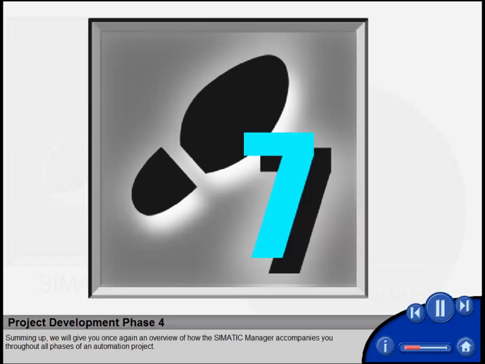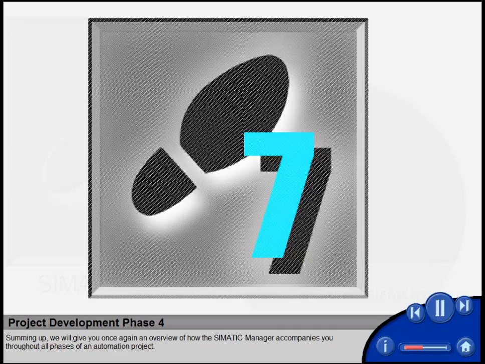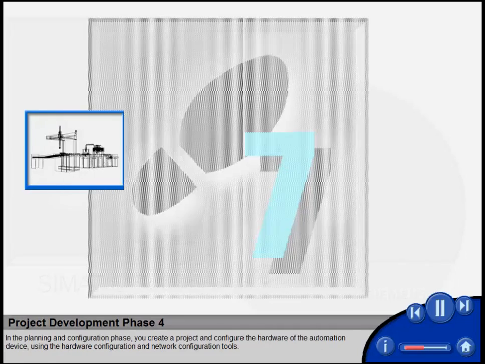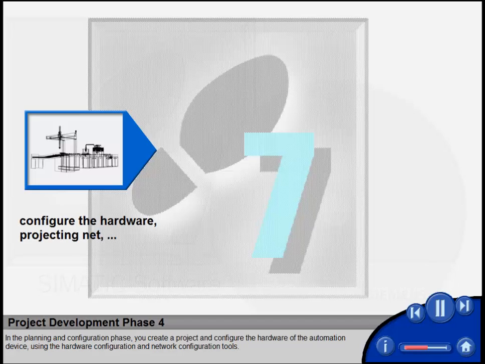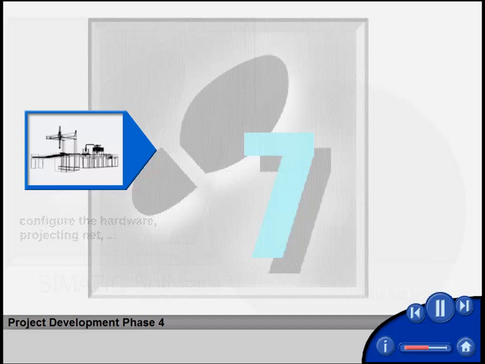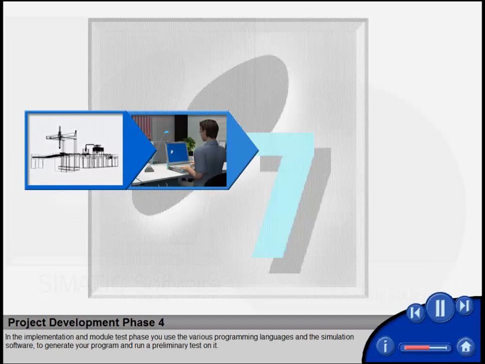Summing up, we will give you once again an overview of how the Simatic Manager accompanies you throughout all the phases of an automation project. In the planning and configuration phase, you create a project and configure the hardware of the automation device, using the hardware configuration and network configuration tools. In the implementation and module test phase, you use the various programming languages and the simulation software to generate your program and run a preliminary test on it.